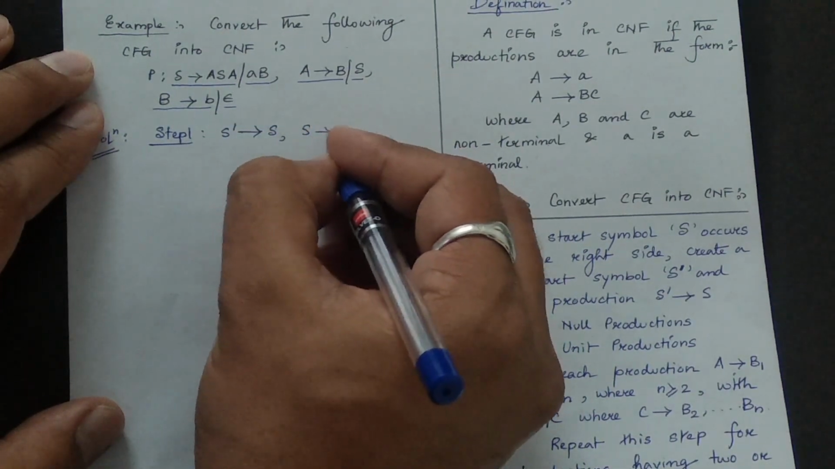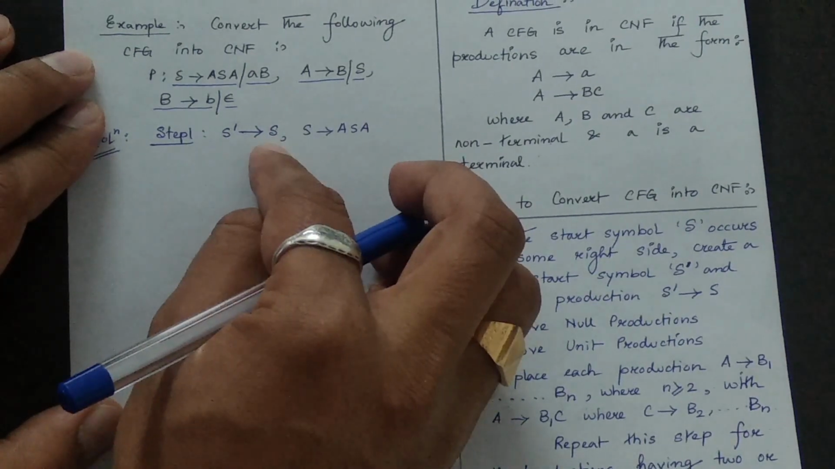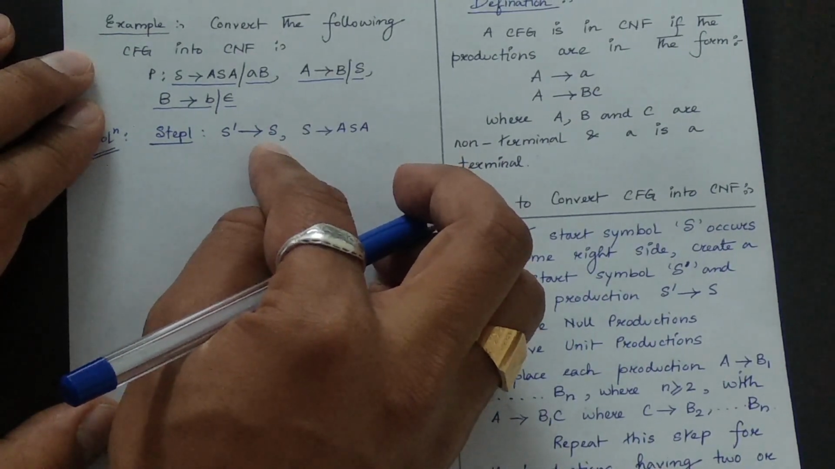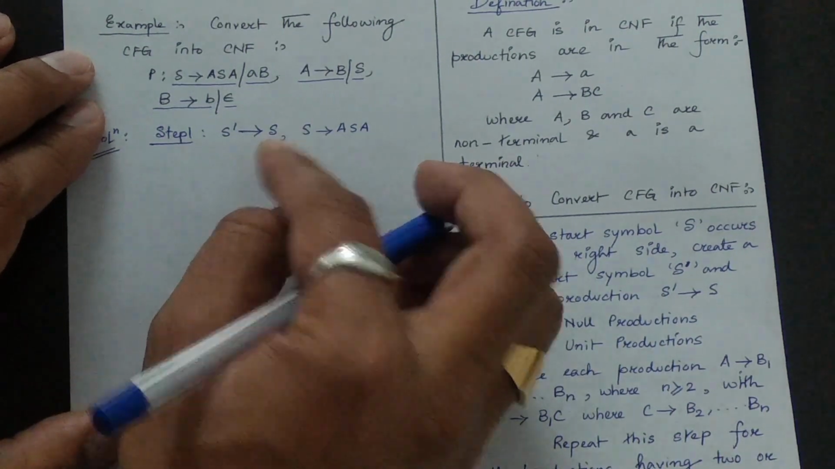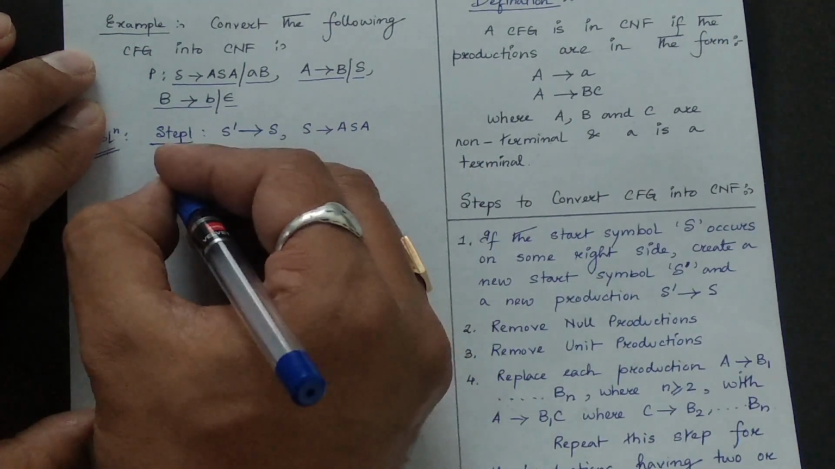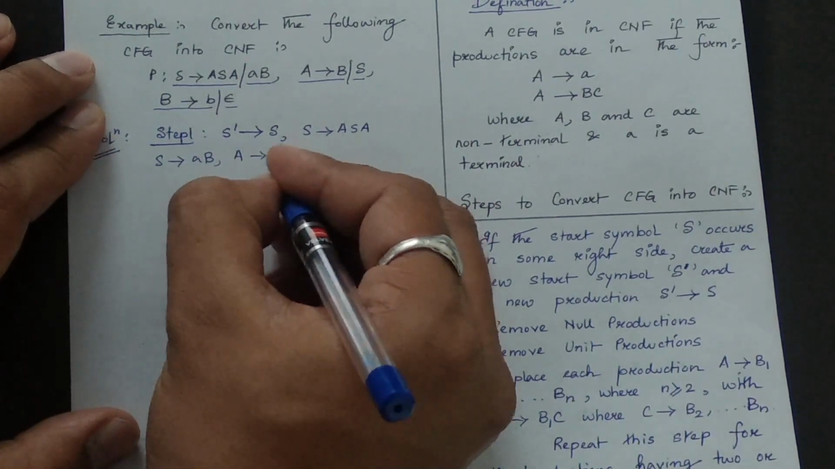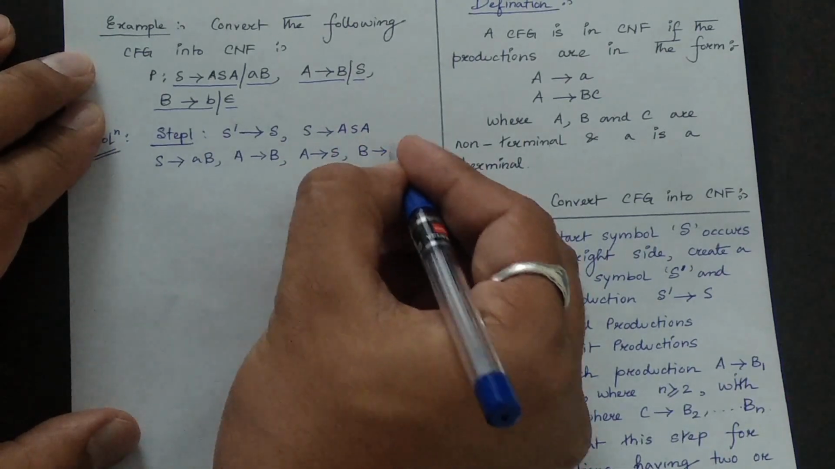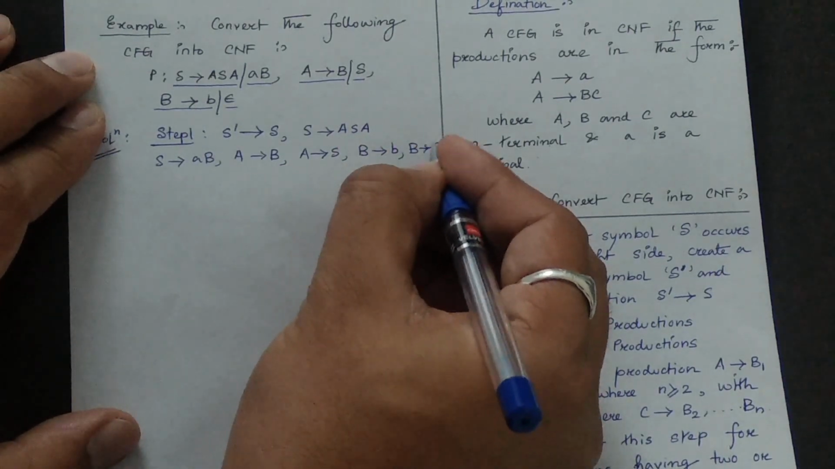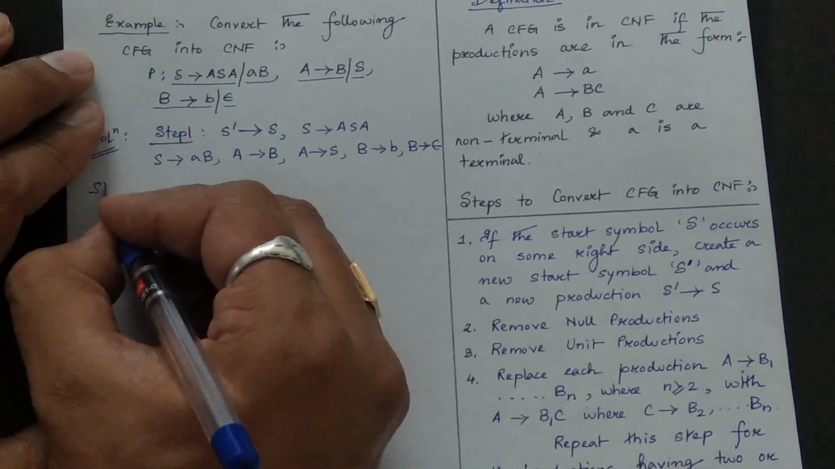So you might be thinking, what is this? This is nothing but I am keeping S in another part. Actually this is the step given to you, but I feel it is a useless one. Then again S tends to AB, A tends to B, A tends to S, B tends to B, and B tends to epsilon. So these are the productions that I have in step number 1. Now step number 2.